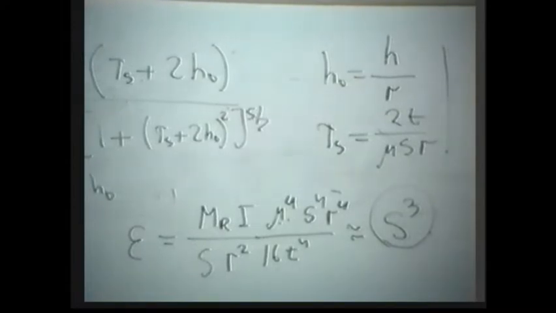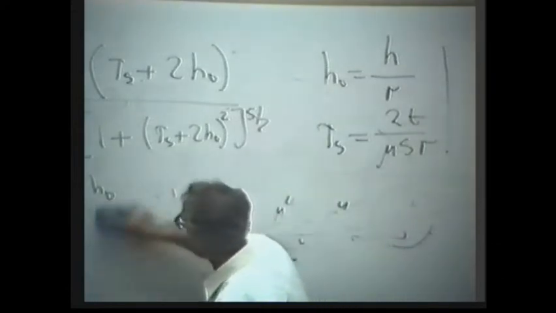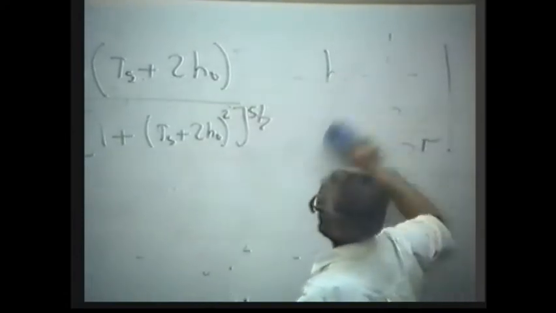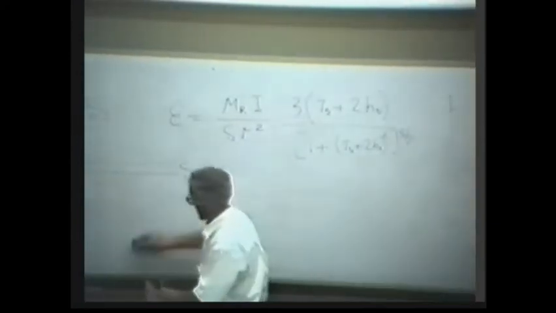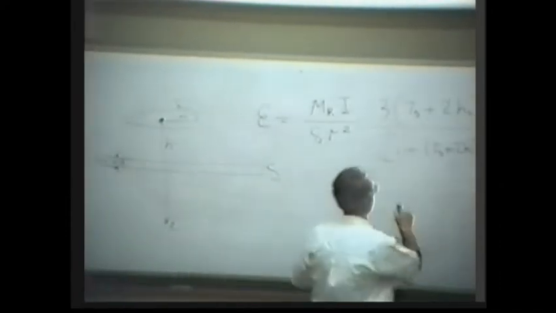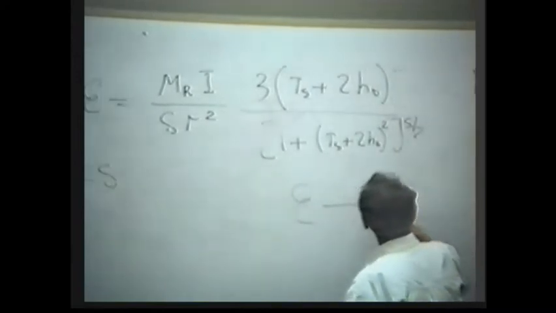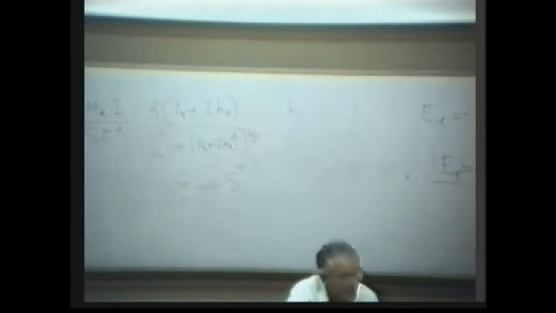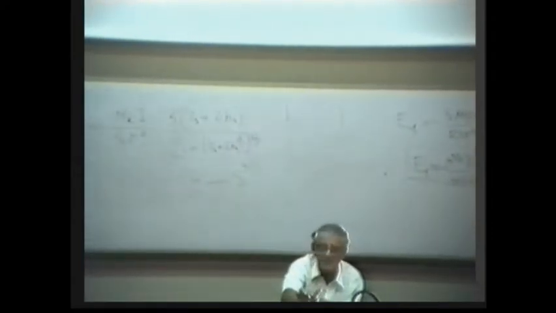Now, just a second. If it's proportional to S cube, we have amazingly high sensitivity to conductance. Amazingly high sensitivity to conductance. There is no method in geophysics, no electromagnetic method, that has such extreme sensitivity to conductance as this method.